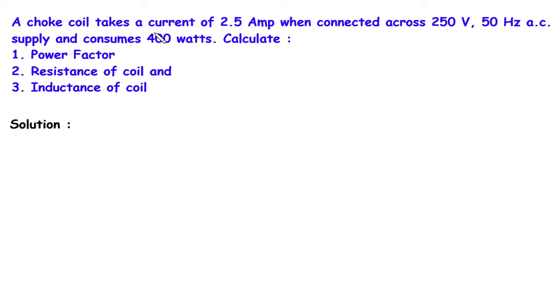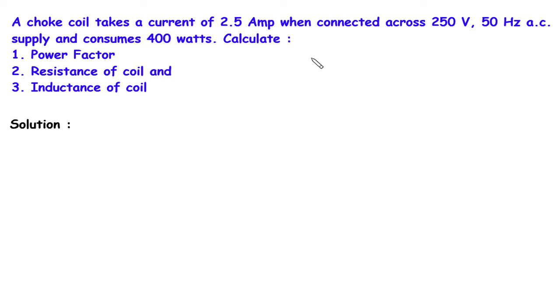A choke coil takes a current of 2.5 ampere when connected across 250 volt 50 Hz AC supply and consumes 400 watts. Calculate number 1, power factor, number 2, resistance of coil, and number 3, inductance of coil. So in this question, the current is given, the voltage is given, the frequency is given, and the real power is given. And we have to calculate power factor, that is cos phi, resistance of the coil, that is R, inductance of the coil, that is L.